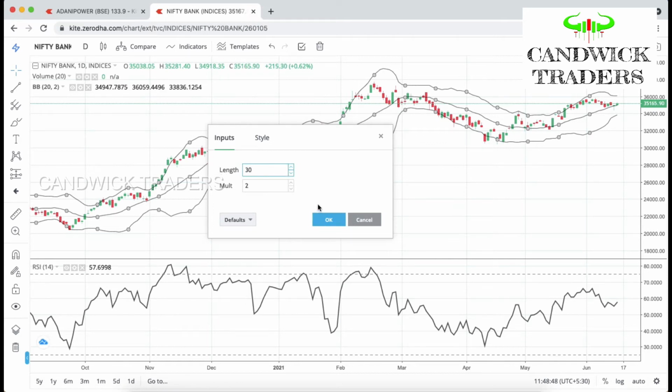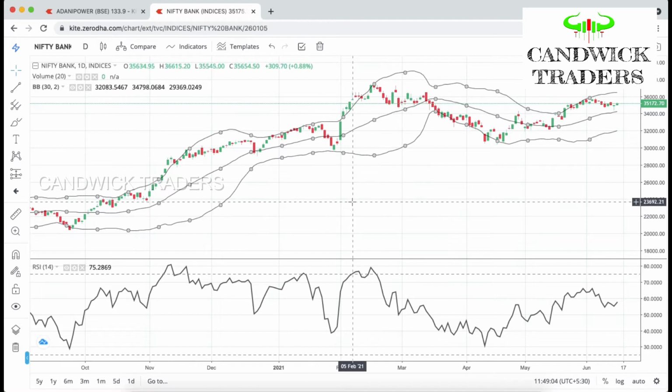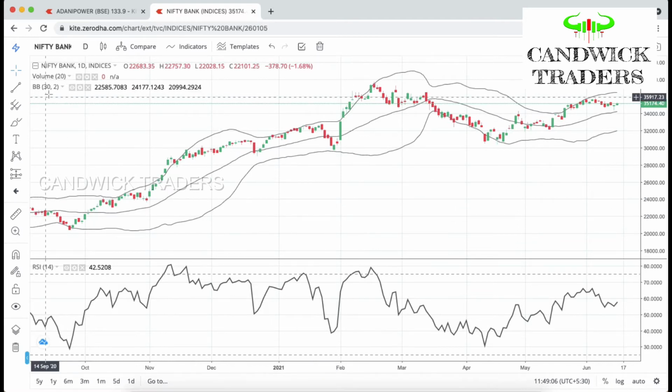I'm changing another value here, the Bollinger Bands I'm making 30. That means it will go back 30 candles and take the average, and the standard deviation should be 2 only. I'm leaving it as it is. So I have changed the moving average to 30 and the 2 standard deviation as it is. RSI would be 14, with 75 as the upper mark and 25 as the lower limit.